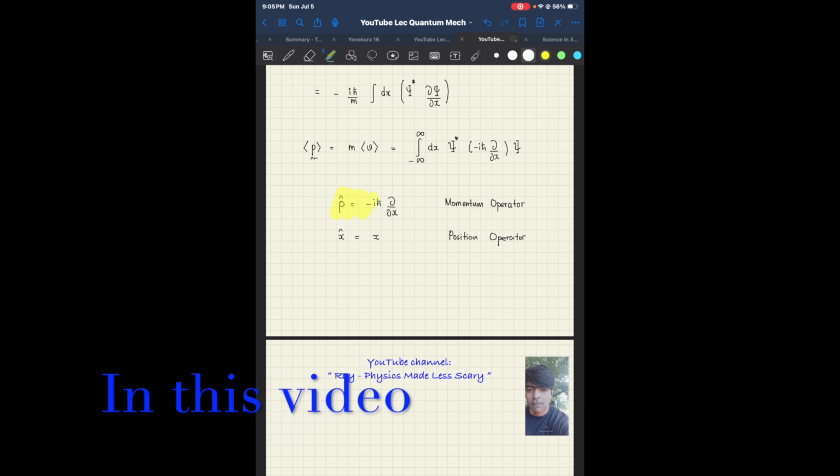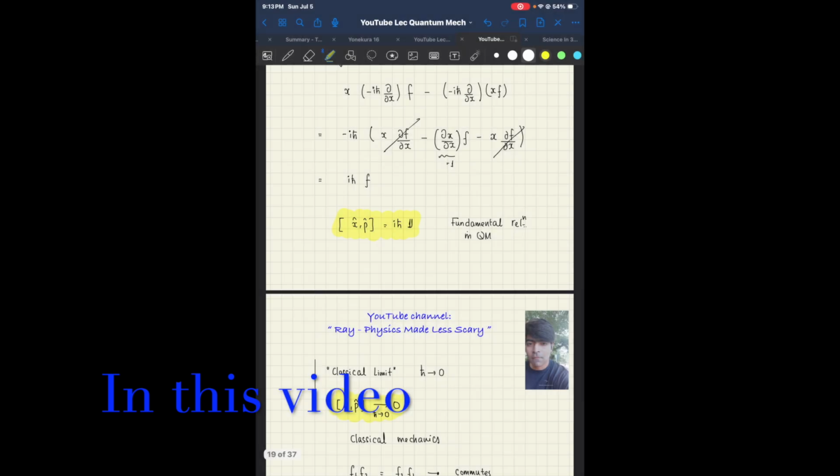These are the basic formulas in quantum mechanics. This really is the defining relation in quantum mechanics, and it distinguishes quantum mechanics from classical mechanics altogether.